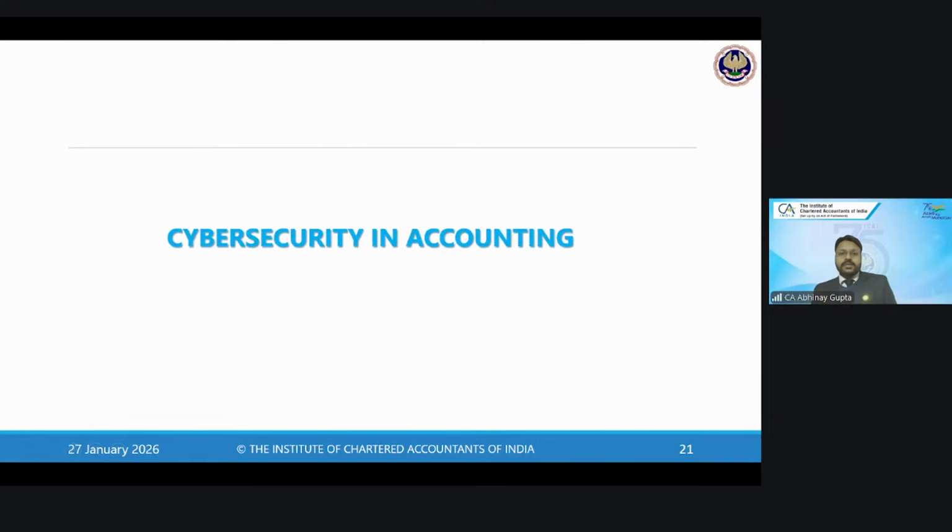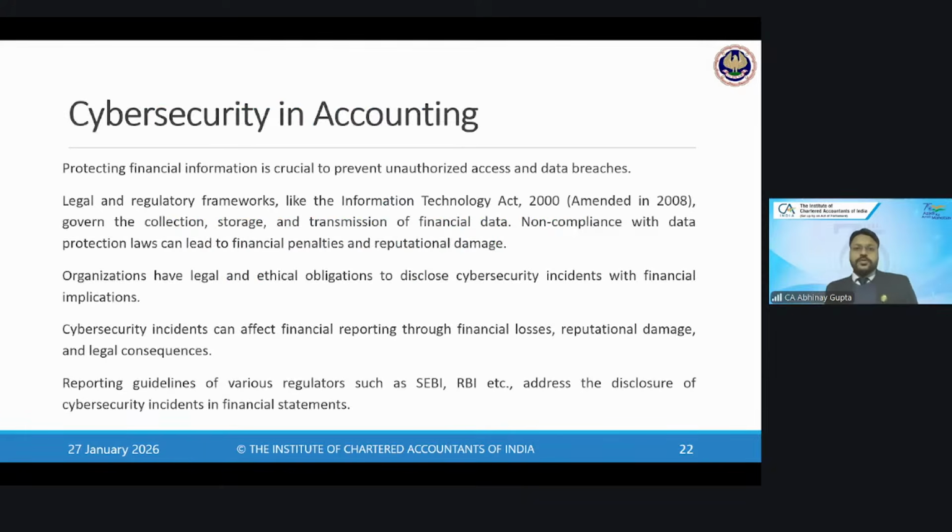Okay. Now cybersecurity in accounting. Because we are dealing with a lot of accounting work and we are trying to optimize it by using the technology available at our disposal, this comes with certain risks. And one of the greatest risks is cybersecurity, right? So protecting financial information is crucial to prevent unauthorized access and data breaches. There is one law available in India which guides what the repercussions are for people who try to steal your data.